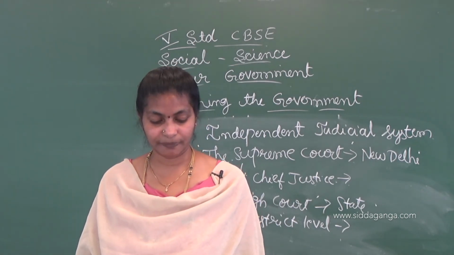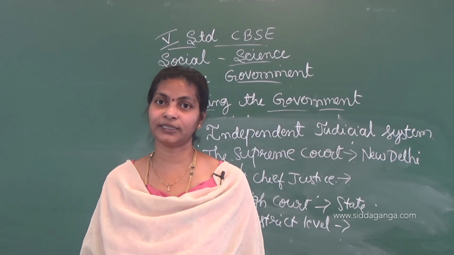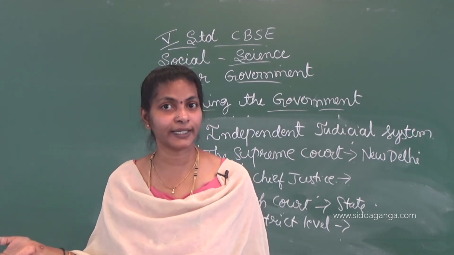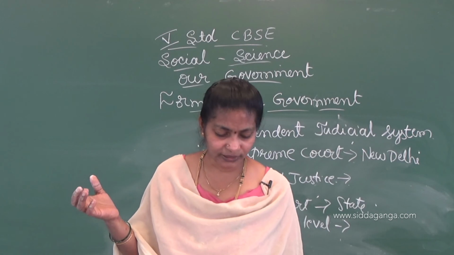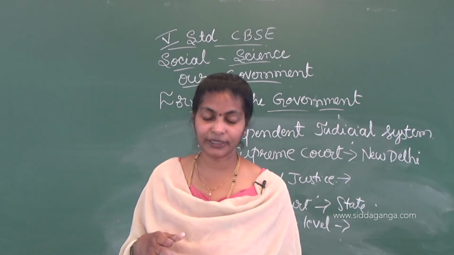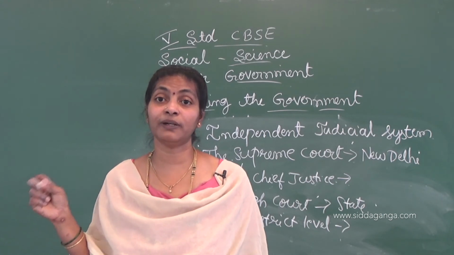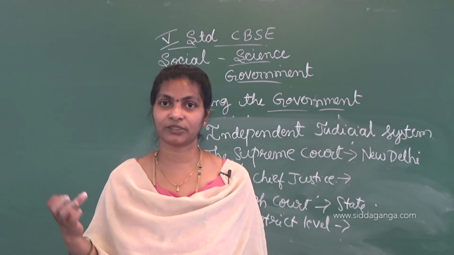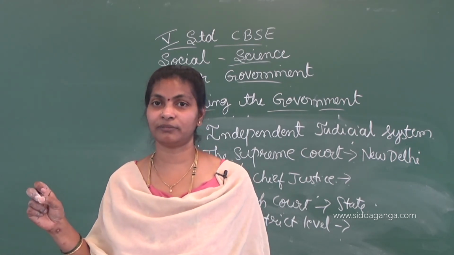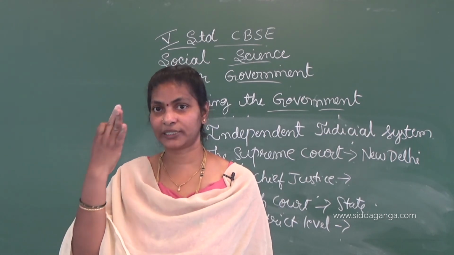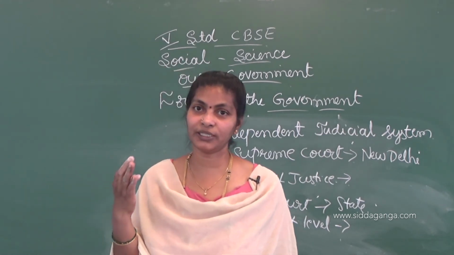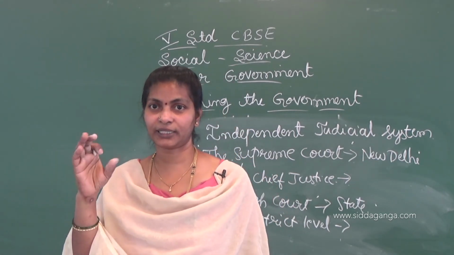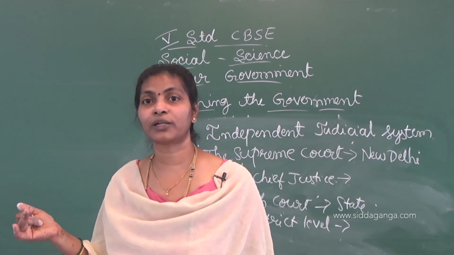I already told you the central government has more power. The central government is more powerful than the state government. The powers of the central government are already written in our constitution. The whole power of India was divided into three lists: one is the central list, the state list, and the other one is the concurrent list.